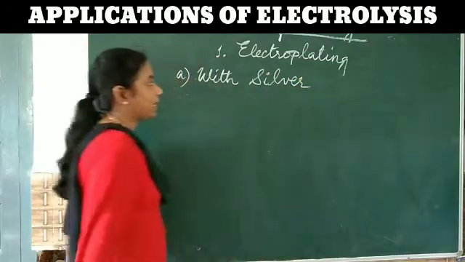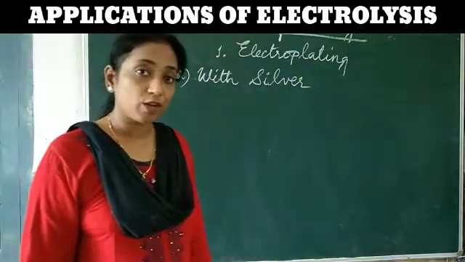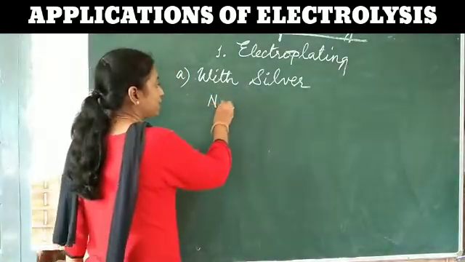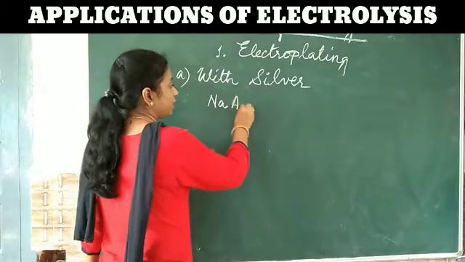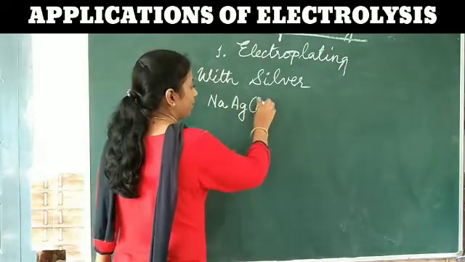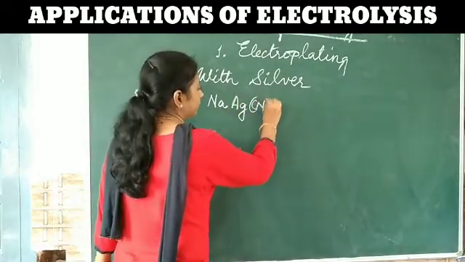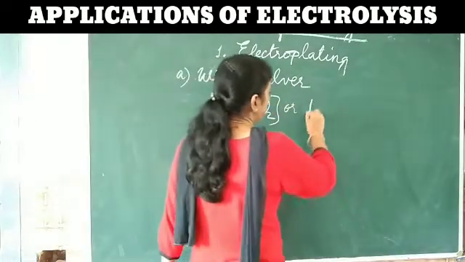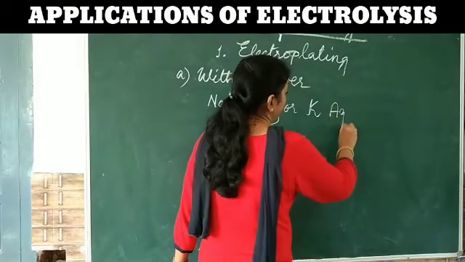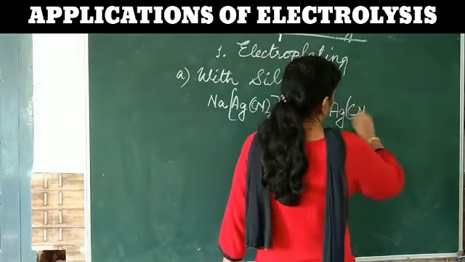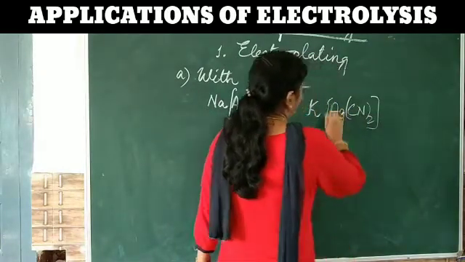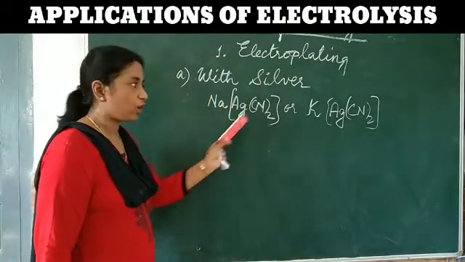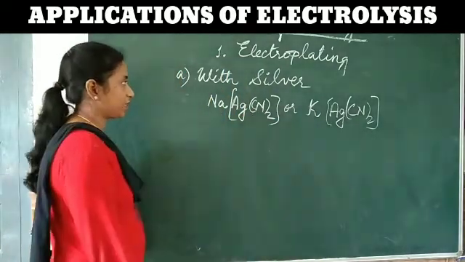Then what will you take as the electrolyte? What should be your electrolyte? Your electrolyte should be either sodium argentocyanide or potassium argentocyanide. So the electrolyte should be either sodium argentocyanide or potassium argentocyanide.